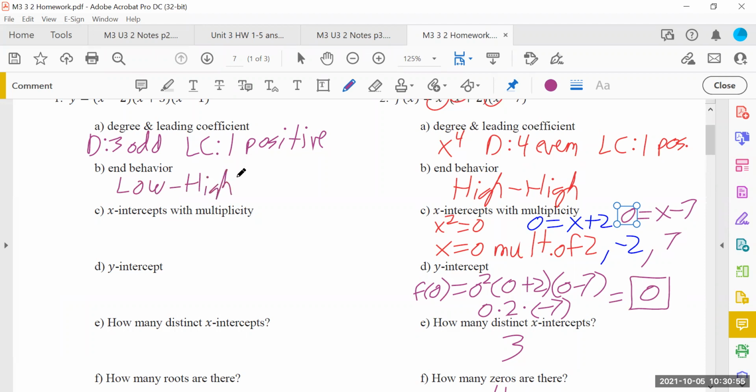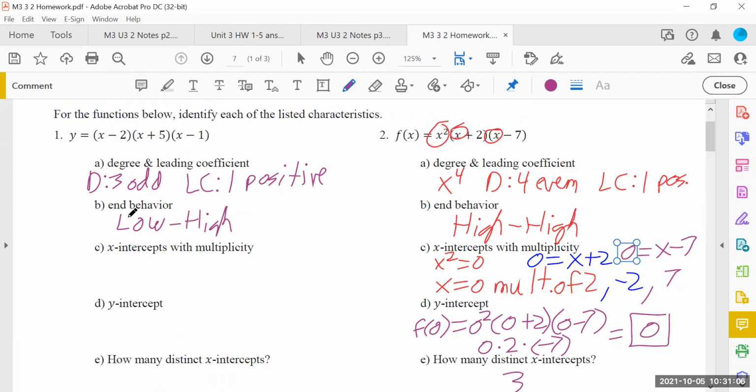X-intercept with multiplicity. Nathan S., give me an x-intercept for this one. You don't have to do all 3, but what's one of them? Where do you want to hit?